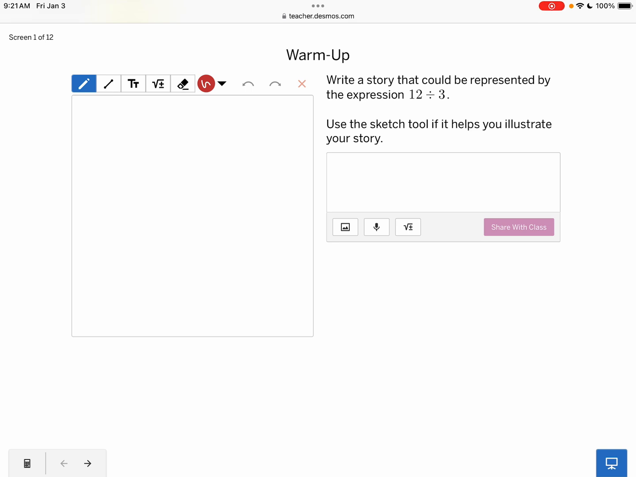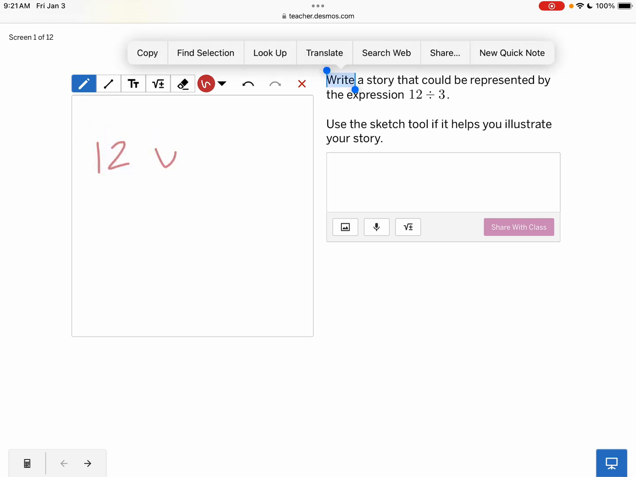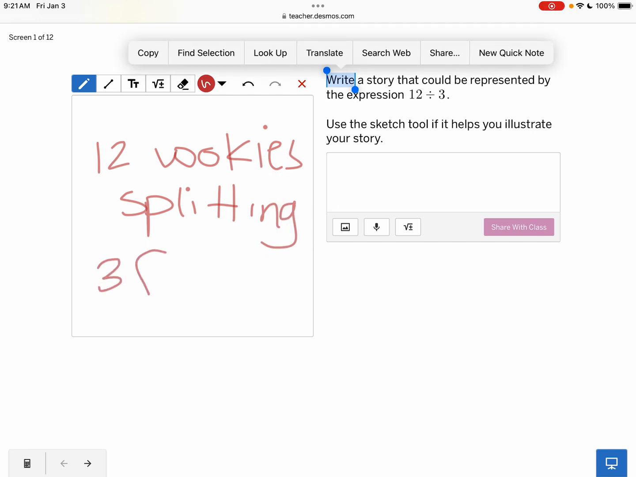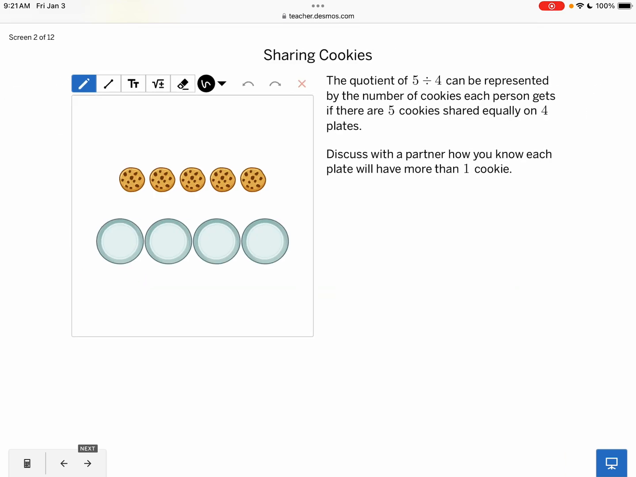Alrighty, our warm-up: write a story that could be represented by the expression 12 divided by 3. Well, one way that we could write a story about this is if I have 12 cookies, and I'm splitting them between 3 friends. How many cookies does each friend get? That's my story.